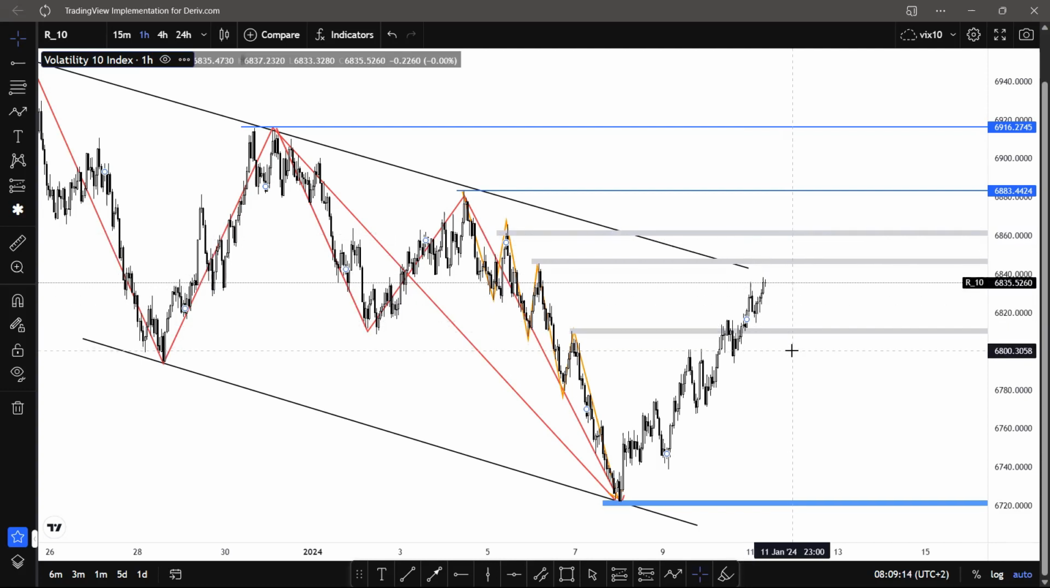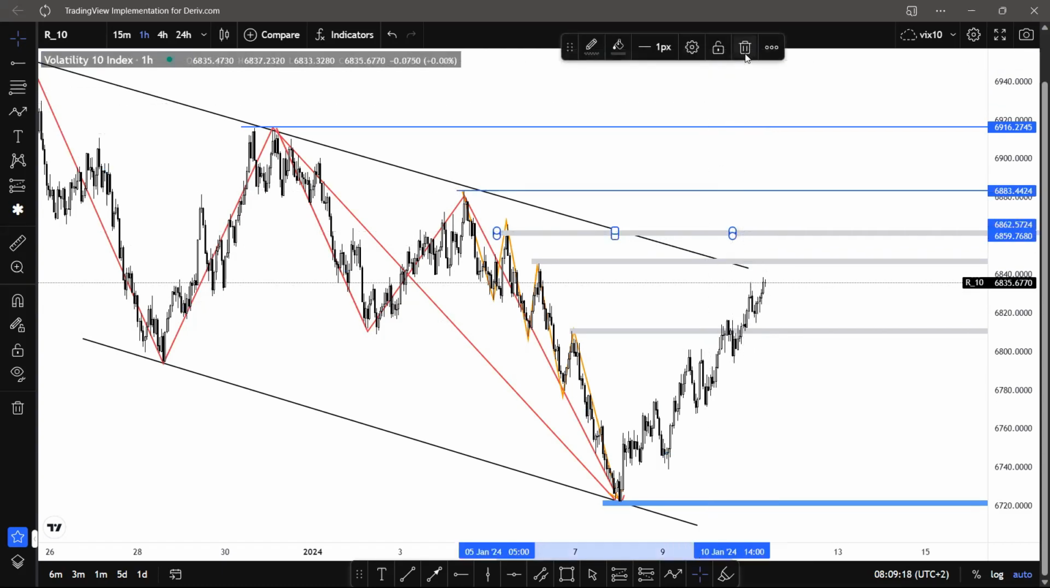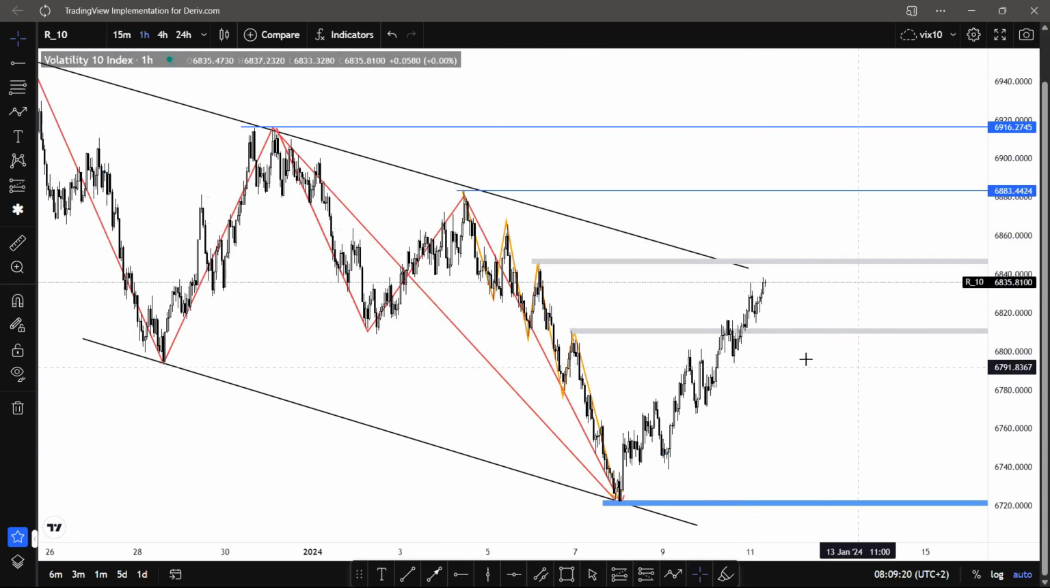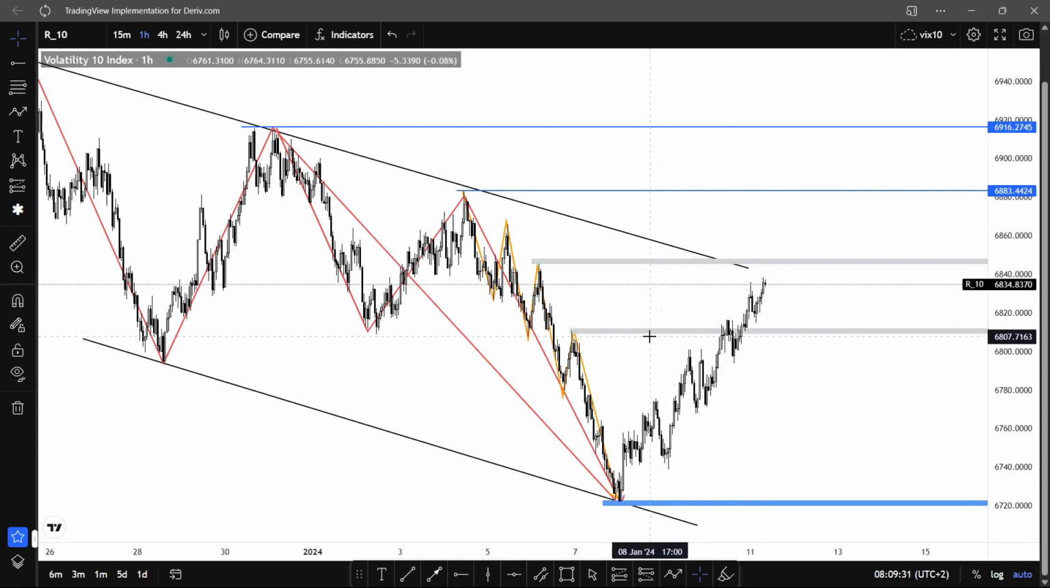Okay, but to keep things simple, let me just remove this one. You can put it on later. Because this one is the closest one, and this is where the price is going to. You understand? Also this one, I don't want to highlight because we've already passed this one. So the remaining ones are this one and this one right here.